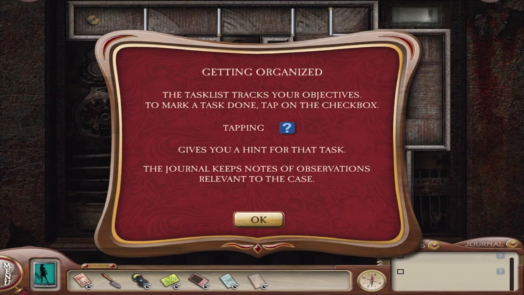Getting organized, the task list tracks your objectives. To mark a task done, tap on the checkbox. Tapping question mark gives you a hint for that task. The journal keeps notes of observations relevant to the case.